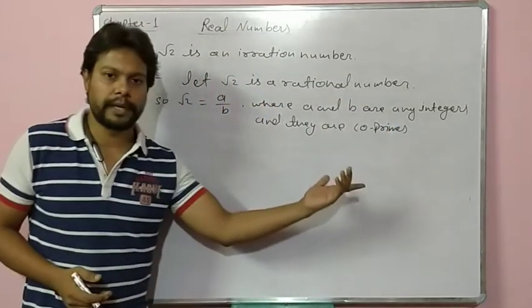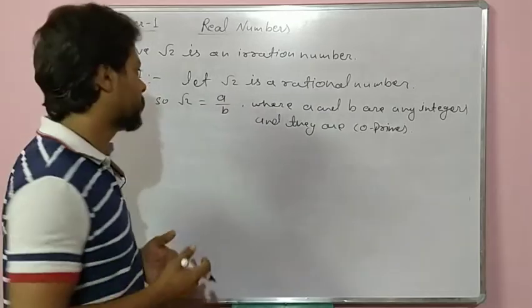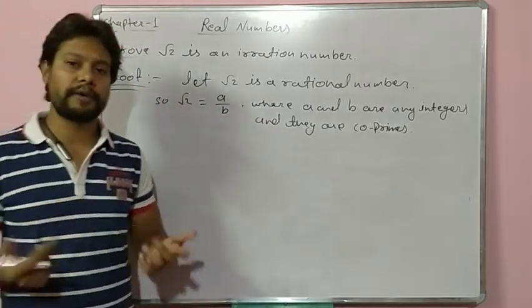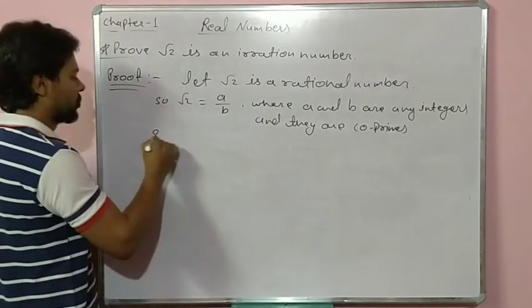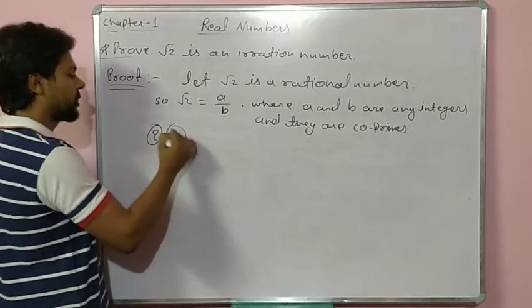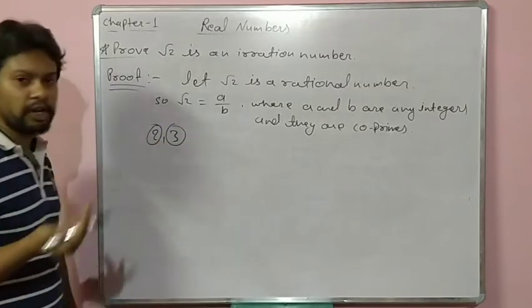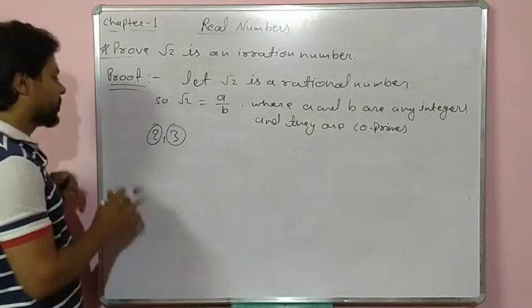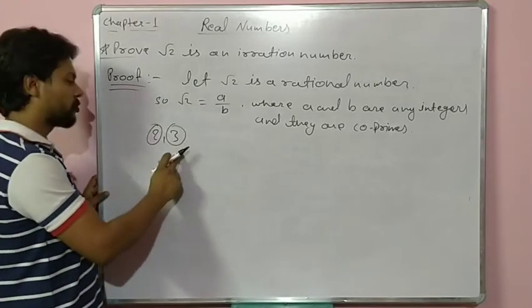Co-primes. What is co-prime? If two numbers are co-prime, it means they don't share any common factor, like 2 and 3. What is the factor of 2? 2 itself. What is factor of 3? 3 itself. They do not have any common factor. We are not talking about 1. 1 is common in all. Okay, so other than 1, do they have any common factor? No, so they are co-prime.